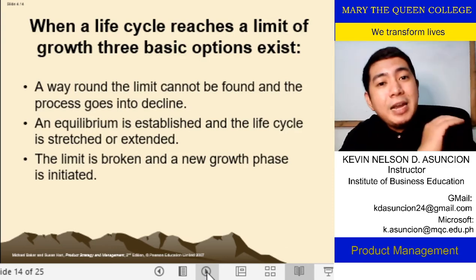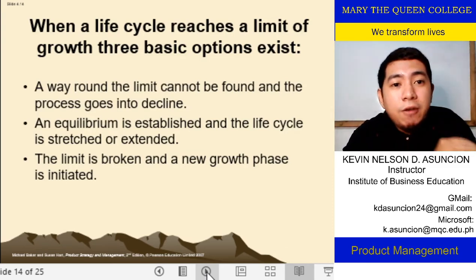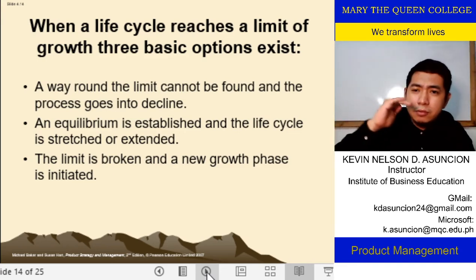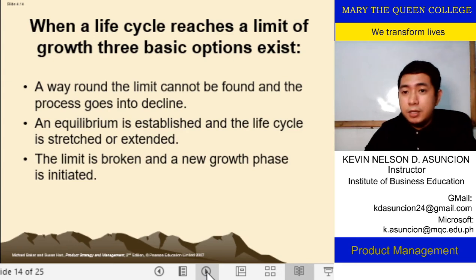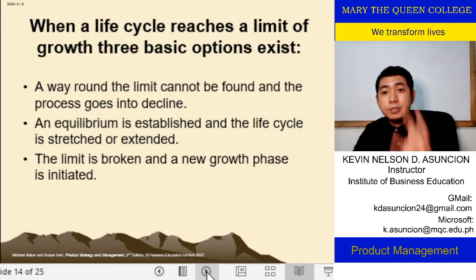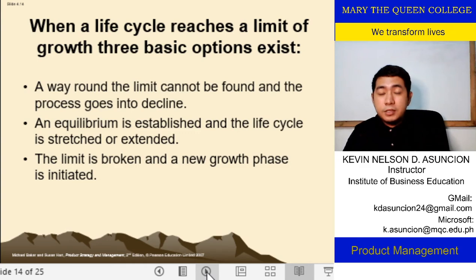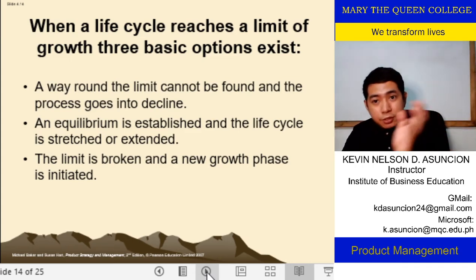Okay? So, when a life cycle reaches its limit of growth, three basic options exist. Kapag nandun ka na sa maturity and saturation, what do you do next? No? You as a person, you need to strive to survive. Diba? That's the idea. Personally, whenever things are not going in your favor, what will you do? You will be trying to survive. And that's also the basic concept in the product life cycle.